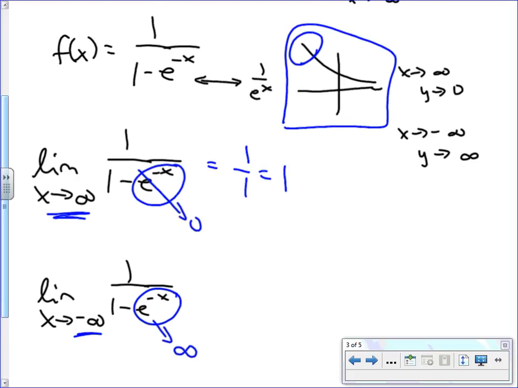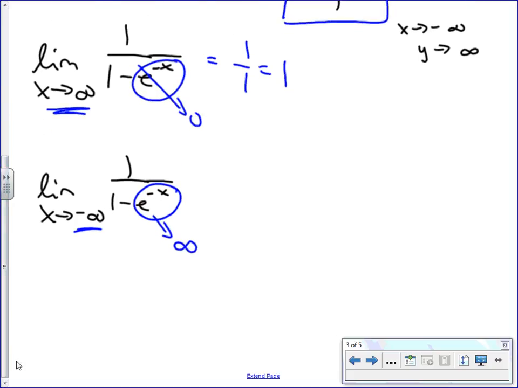It's rising over there. So you're going to be thinking in your head, I have 1 over 1 minus a great big giant huge number. And 1 divided by a great big giant huge number is a little bitty tiny number, and that one's going to go off to 0.